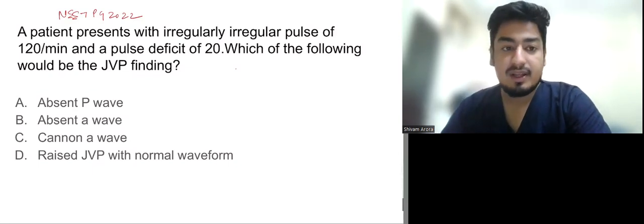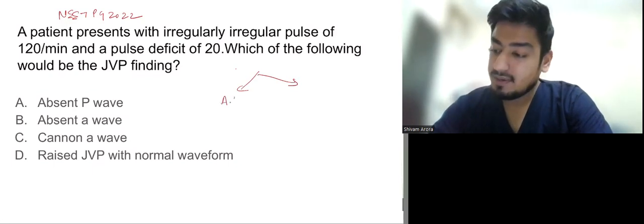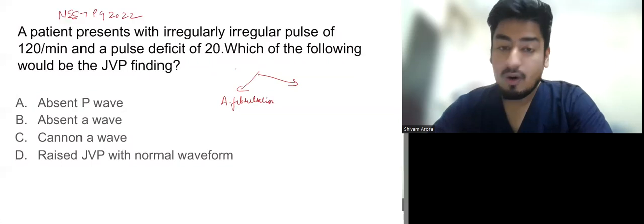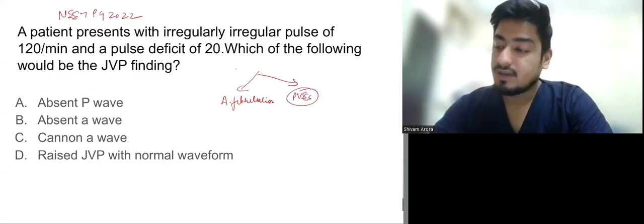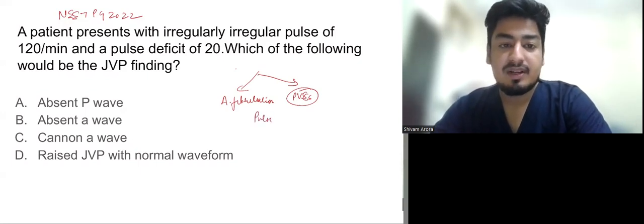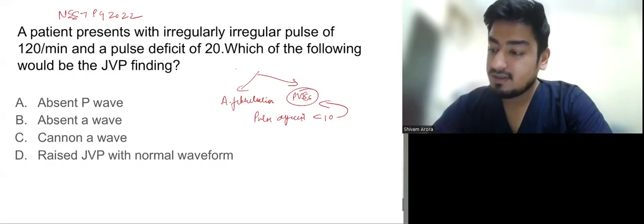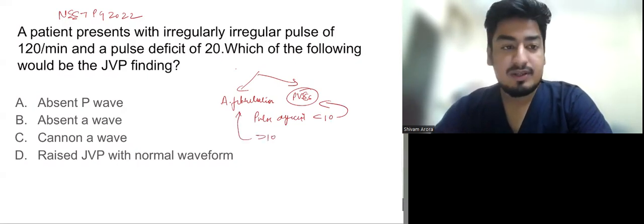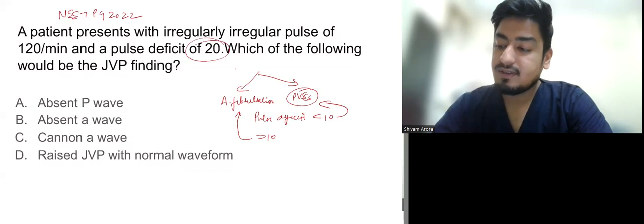First of all, the patient is having irregular pulse. So we have two differentials. One is atrial fibrillation, or the patient would be having multiple PVCs, that is premature ventricular contractions or ventricular ectopics. Now pulse deficit will help us in differentiating between atrial fibrillation and PVCs. If pulse deficit is less than 10, it points towards multiple ventricular ectopics, and if pulse deficit is more than 10, then it points towards atrial fibrillation. So definitely the patient is having atrial fibrillation since the pulse deficit is 20.